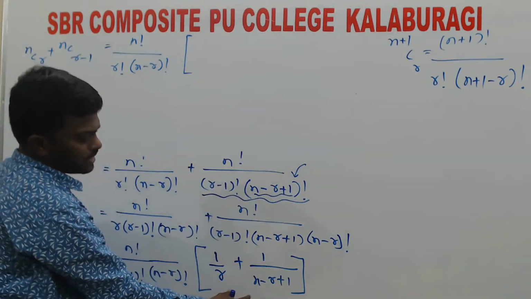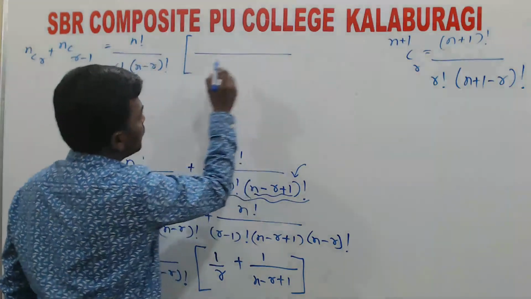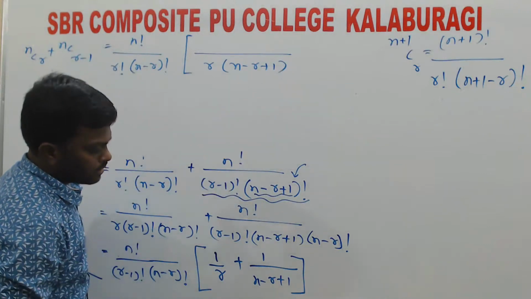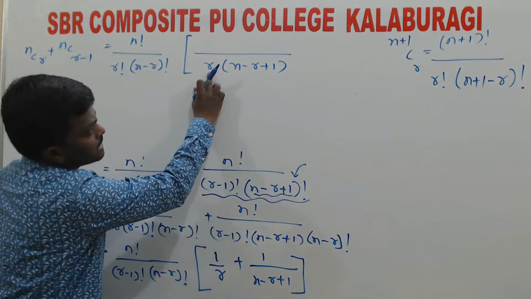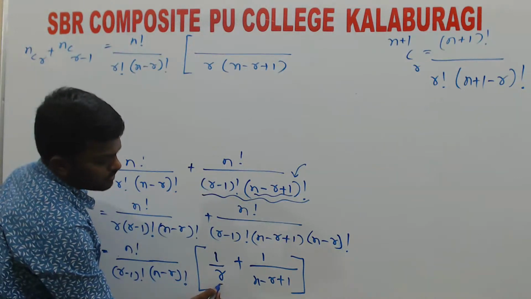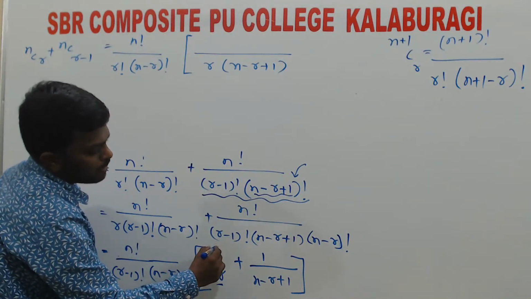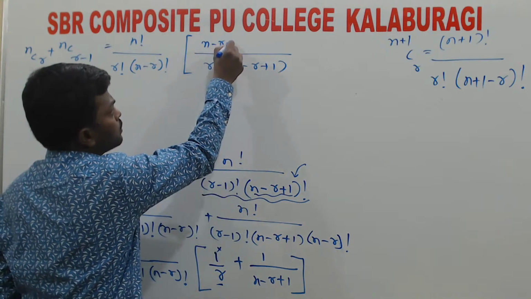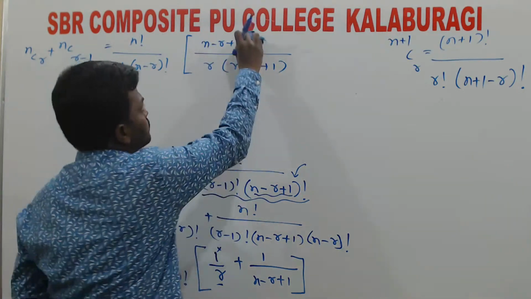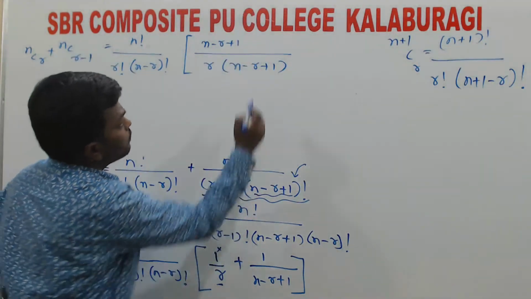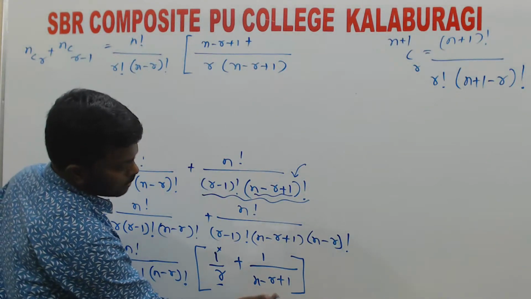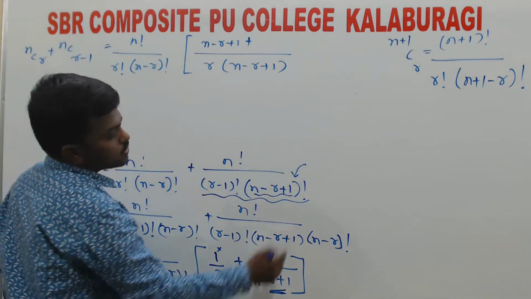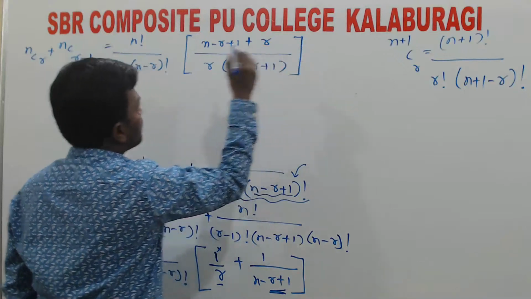Okay, so now simplify the fractions. So LCM will be r into n minus r plus 1, right? So now the LCM is r into n minus r plus 1. So we have r here. So what should be multiplied so that I'll get my LCM? n minus r plus 1, right? So we have a plus over here. And what should I multiply here so that I'll get r into n minus r plus 1? So that is r, right?